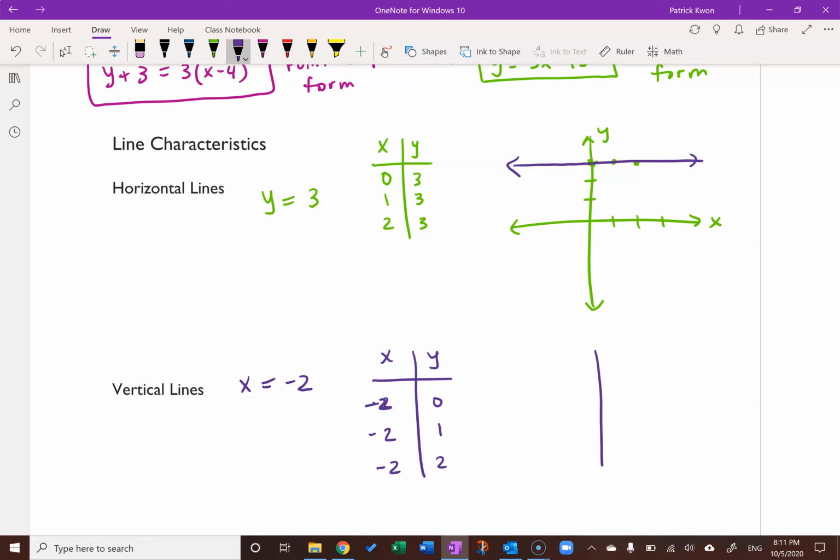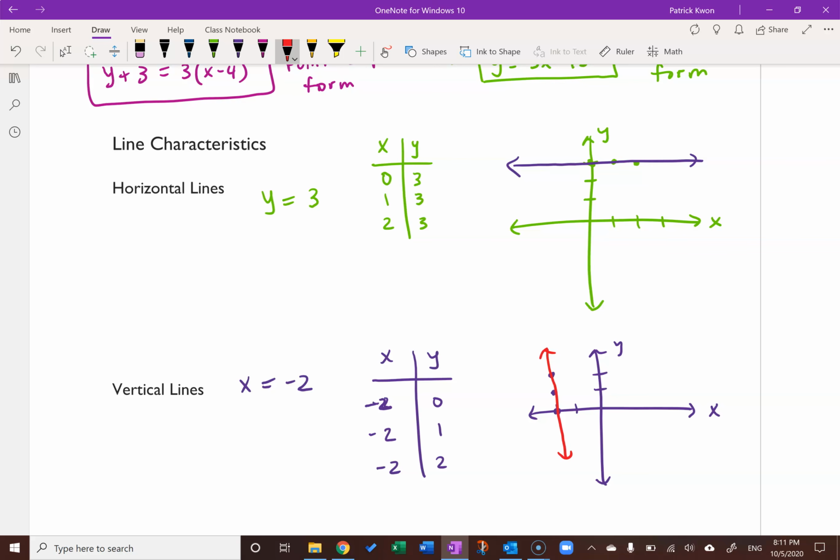So let's go ahead and plot those. So there's -2. So if I plot -2, 1, that would be right there. -2, 0 is right here. And -2, 2 is right there. Now notice that if I connected these 3 points, it forms a vertical line.